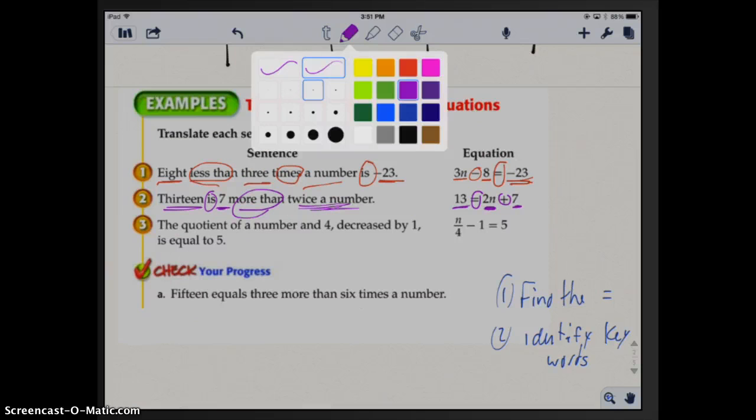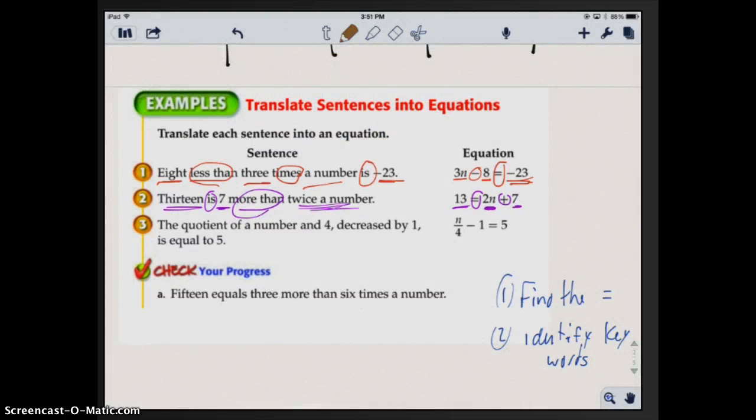Number 3, the quotient of a number and 4 decreased by 1 is equal to 5. So is equal to, that's right there, and then there's the 5. The quotient of a number and 4 means you're going to take some number and divide it by 4. Usually we put it in fraction form, not using the division sign. And then decreased by 1. You can see those right there.